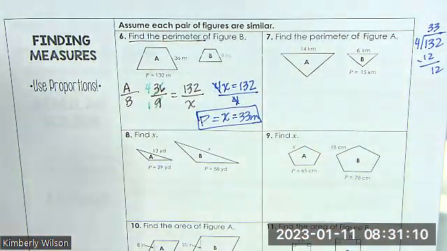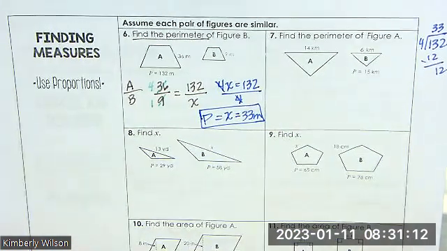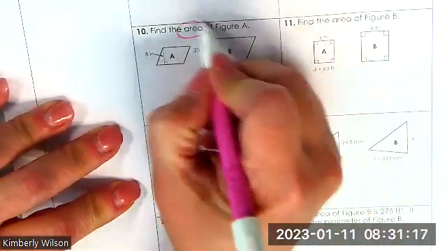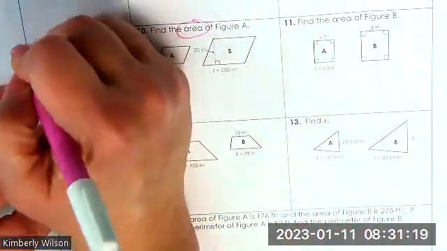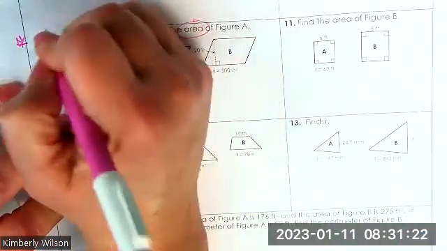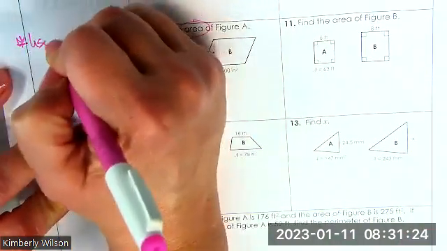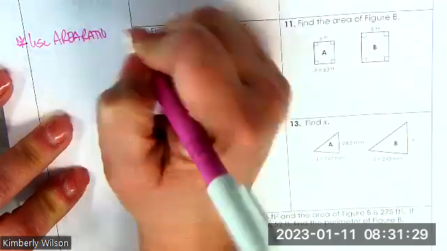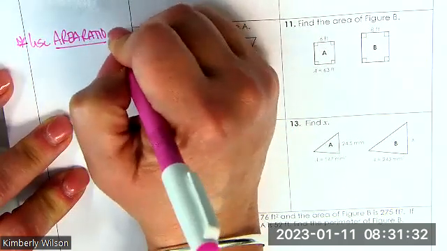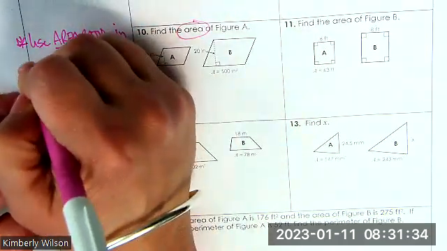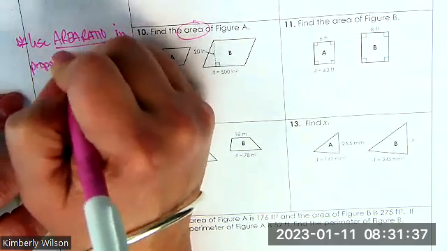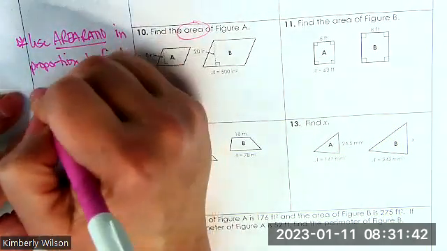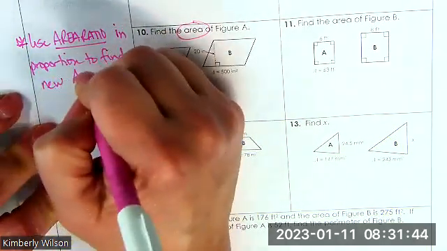Next example, I'm going to jump down to number 10. For this one, we're finding the area. For this, we use the area ratio in a proportion to find the new area.